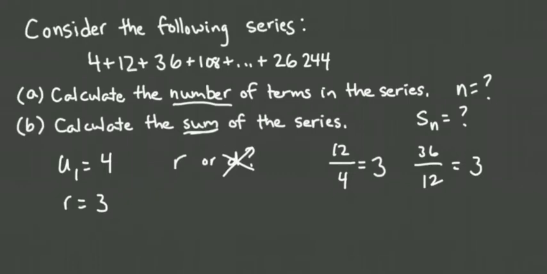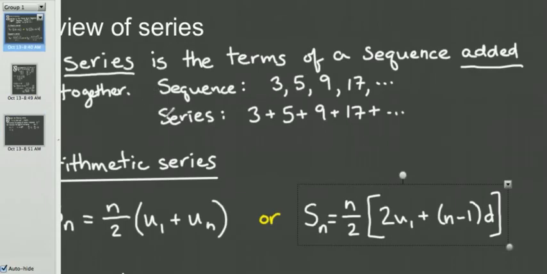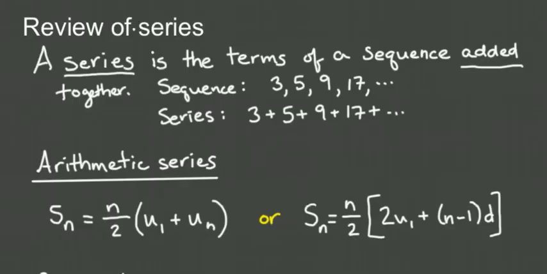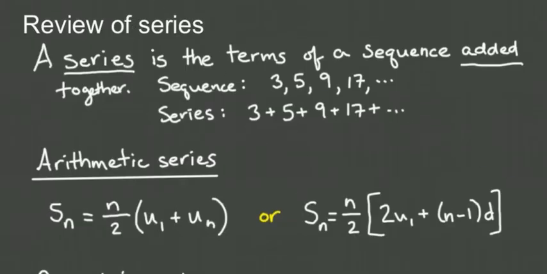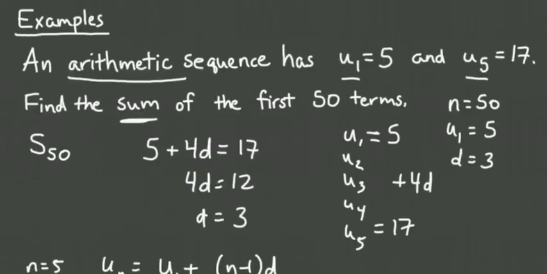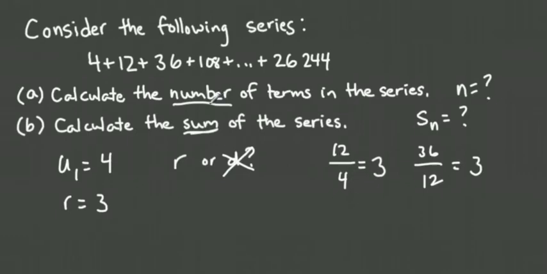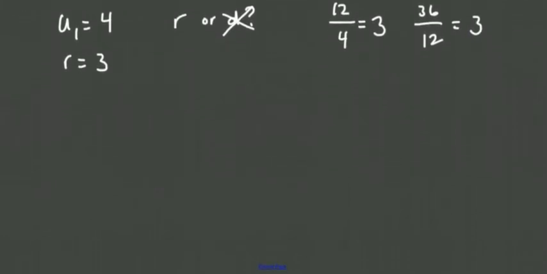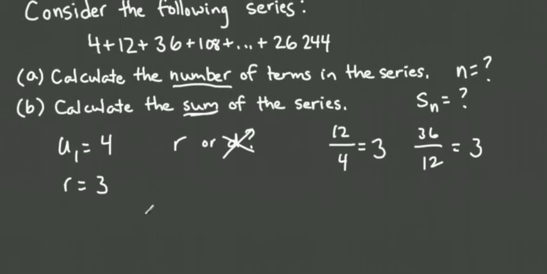So if I go back to my page of formulas, then what do I need for a geometric series? I need the first term, I need R, and I need n. So I'm not ready to do the sum yet. I first have to calculate the number of terms anyway in order to do B. So I'm going to calculate the number of terms by using the Un formula. So if you remember, that one is U1 times R to the n minus 1.